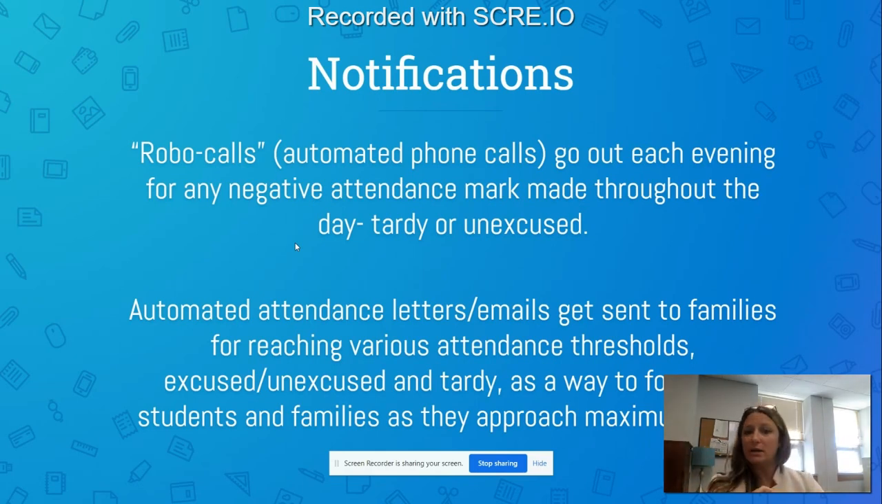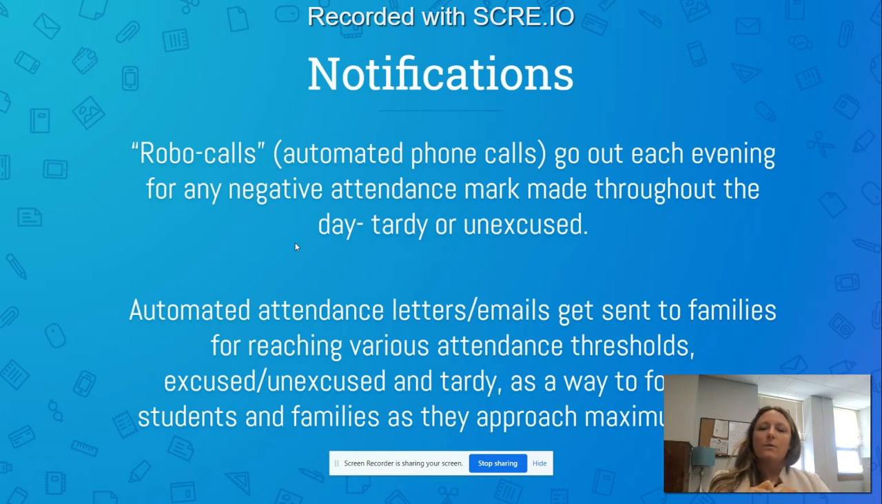If you were tardy to 3rd period, or you were tardy back from lunch 5th period, an auto phone call would go home to the number listed in Skyward. Same if you were marked unexcused for any portion of the day, even 1 period or the whole day, that auto phone call would also go out. And that is just, it's automatic. As soon as that mark goes in your attendance record, your number gets added to the list of those calls that are made.